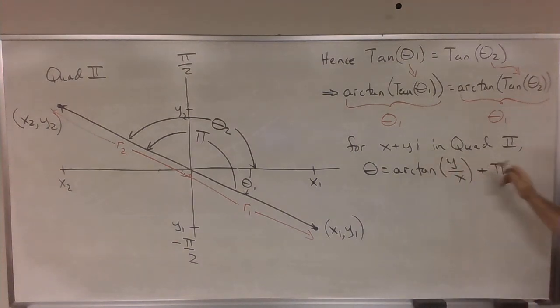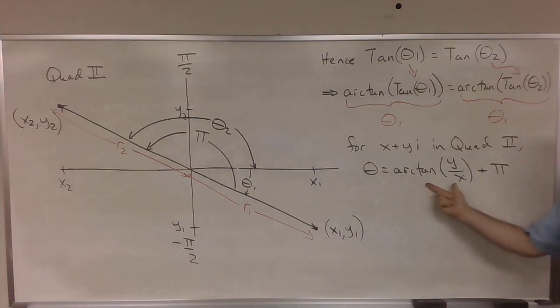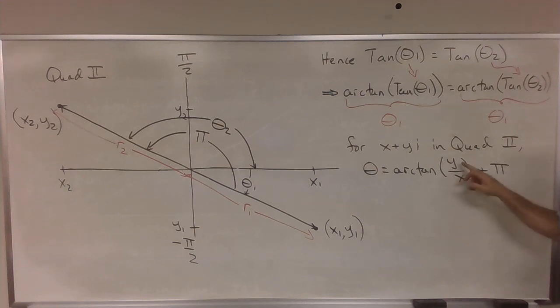If our complex number is in the second quadrant, we can get the angle of that point in polar form by computing the arctangent of y over x and then realizing this isn't really going to be the right angle. We need to add pi to this number to get the right angle, or the correct angle. So if we have a complex number in quadrant 2, just compute the arctangent of y over x and add pi.